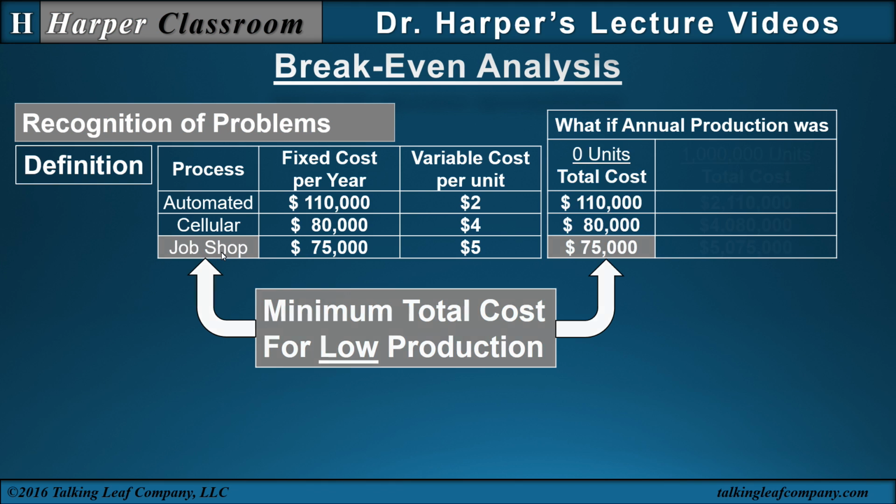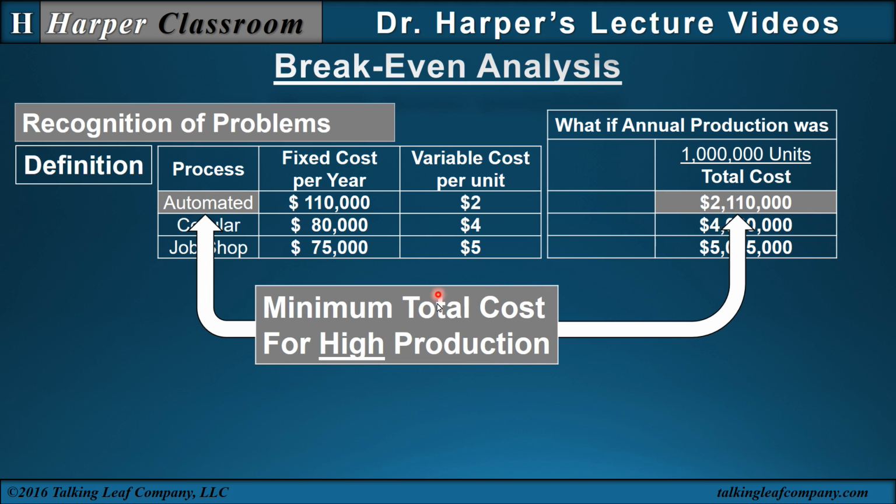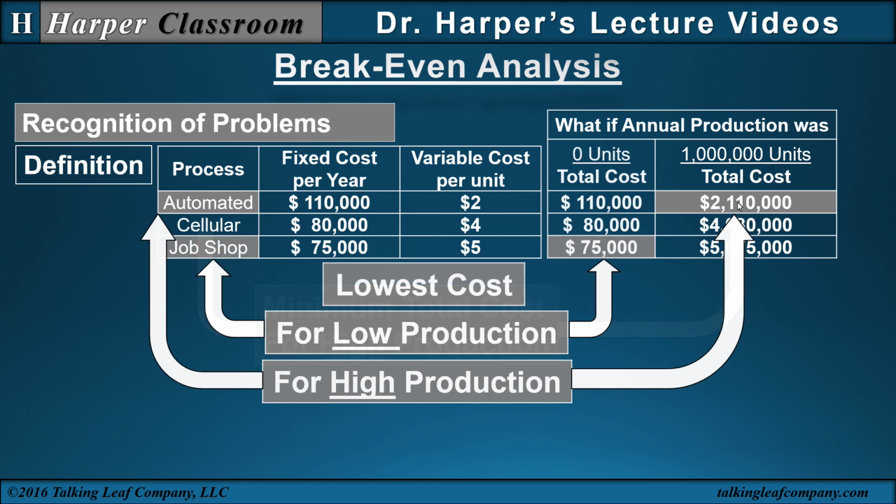That's a principle. Next, for very high production, like 1 million units, well, the variable cost is $2 a unit for automated, so that's $2 million plus $110,000 for the fixed cost. For cellular and job shop, it's $4 million and $5 million. So now the minimum cost is the automated. For very high production, automated will be the lowest cost.